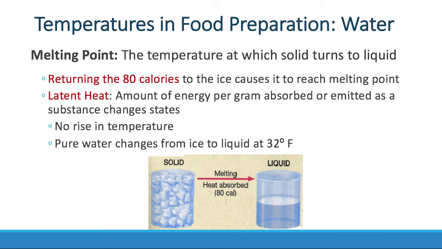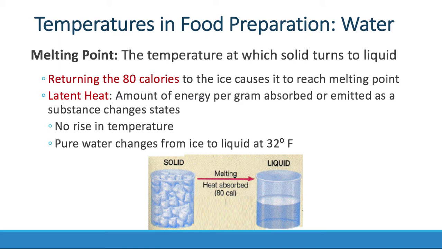So now that state of moving from a solid back to a liquid. We're going to be absorbing that 80 calories per gram. So our melting point: pure water is able to change from that solid texture to that liquid at 32 degrees Fahrenheit. So we're returning that 80 calories per gram of water to the water, and we're allowing our water to go from a solid state to a liquid state.